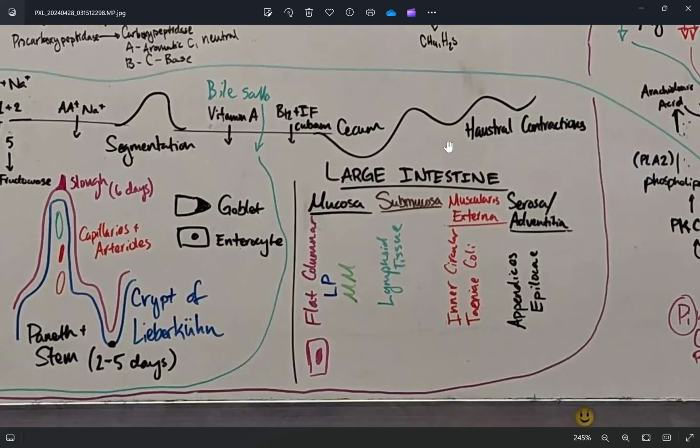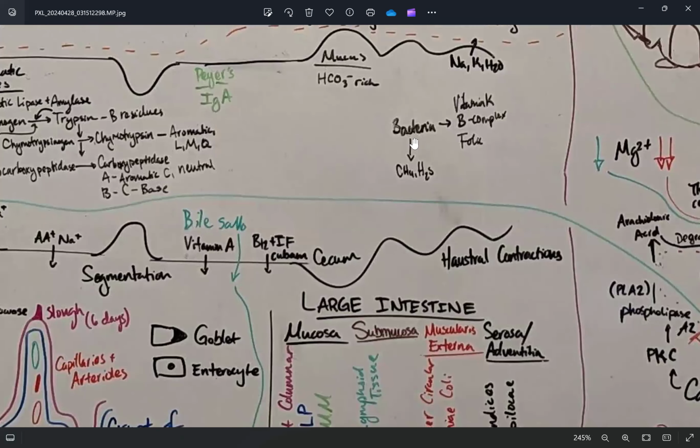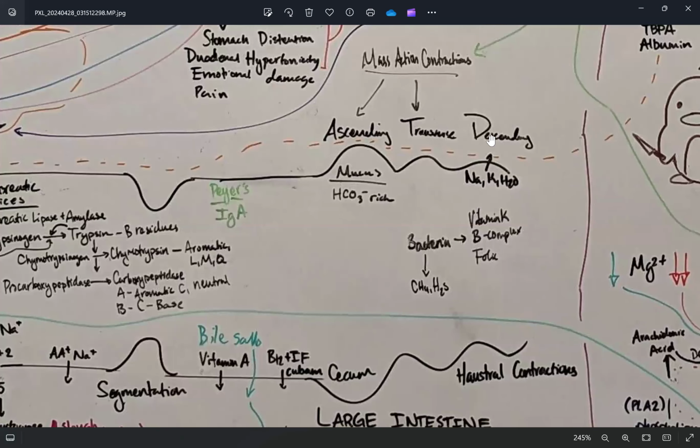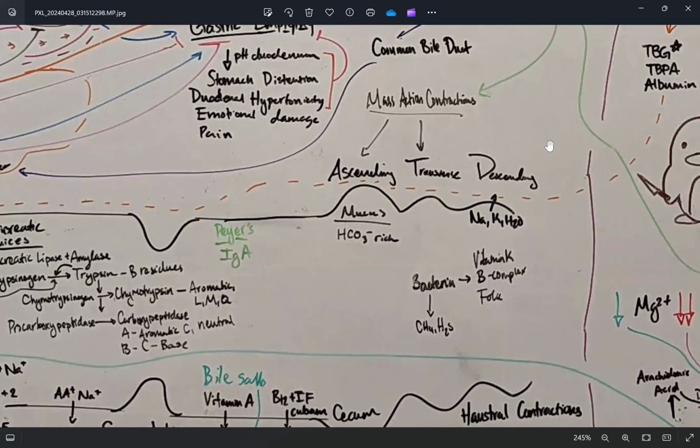There's still a mild amount of digestion going on in your large intestine, although it's mostly done by bacteria, not by enzymes that your body's making. So your bacteria can digest any leftover carbs into methane, and then you also produce H2S, which is the smelliness of your farts. You also make vitamin K, B complex, and folic acid from your bacteria. Otherwise, in your large intestine, what you're mostly absorbing is your water, your salts, electrolytes, to consolidate your stool.